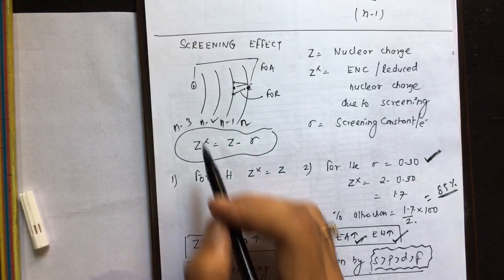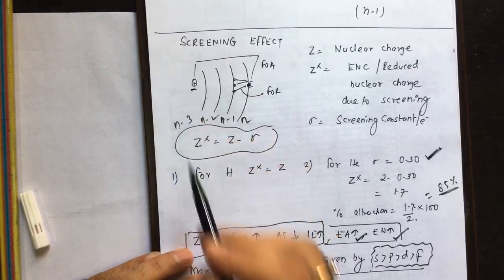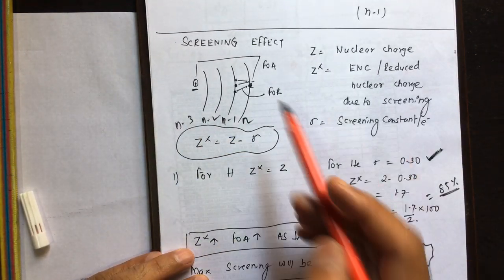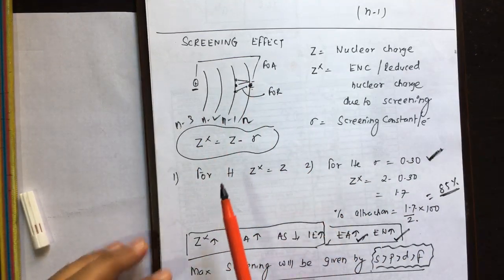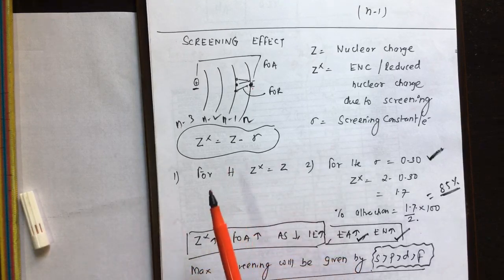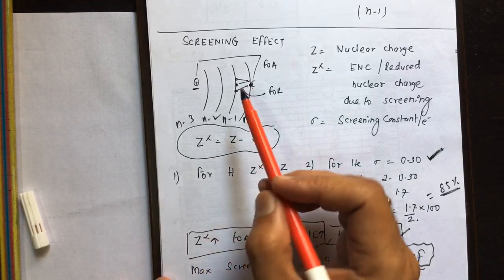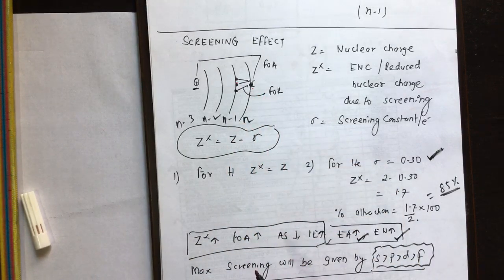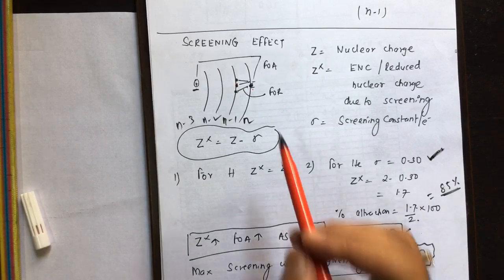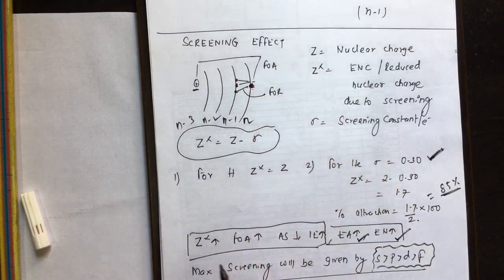So if you see, this is the nucleus over here, and this is the outermost electron here. Between this nucleus and electron, there is a force of attraction. Got it? Between them, there are other electrons also, present in the inner shells, which are repelling this electron. So whatever be the attraction, the value of that attraction will decrease because the number of electrons present in the inner shells is more, and those electrons are repelling this particular test electron.